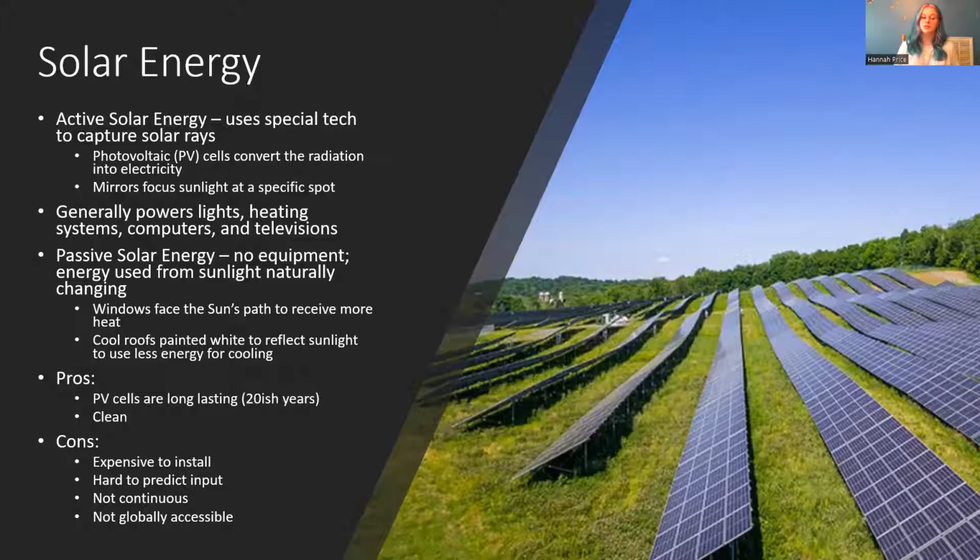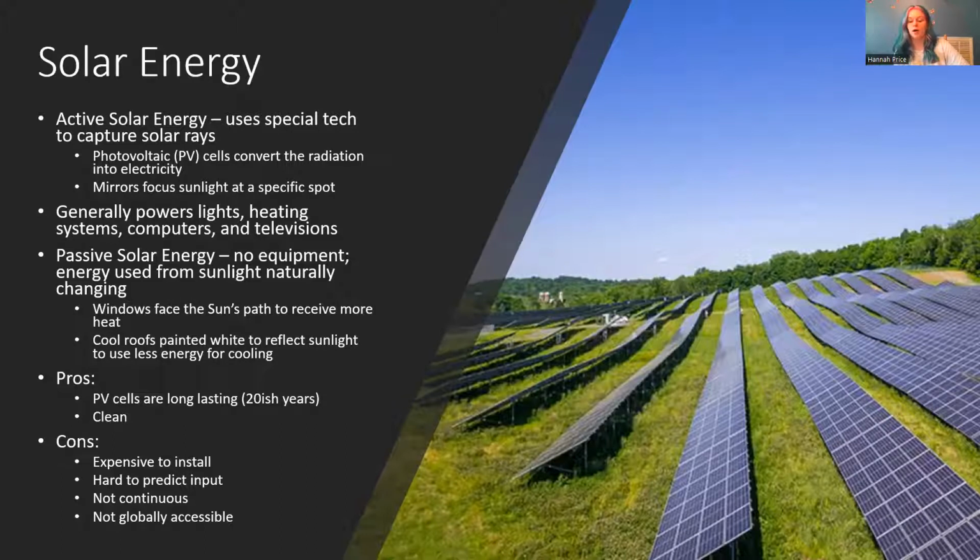Passive solar energy is just harnessed through the way something's structured. There's not really any equipment used. So like windows facing the sun's path to get more heat in, and cool roofs with white paint on the top reflects sunlight to make it cooler.